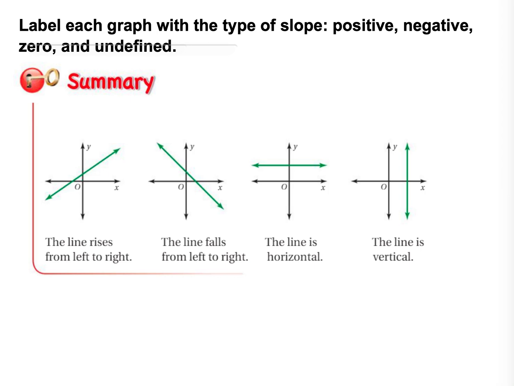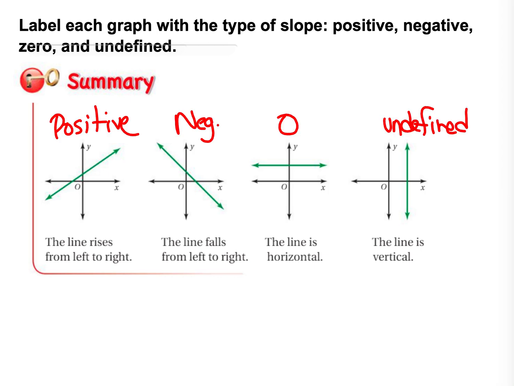Okay, and then this is kind of the wrap up for the first part, the 3.2 slope part of our video. For each one, they're asking you to label the graph with the type of slope: positive, negative, 0, undefined. Go ahead and take a moment to pause the video and try this. All right, let's go ahead and check to see if your answers are correct. The first one is positive, line rises from left to right. Second one is negative. We can change that into the same slant of a capital N. 0 is our horizontal one, and our last one, up and down, is undefined.